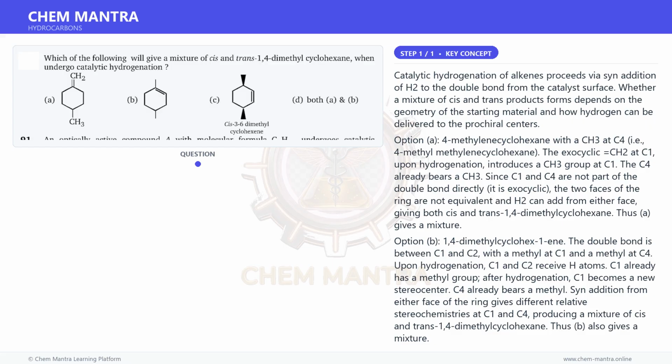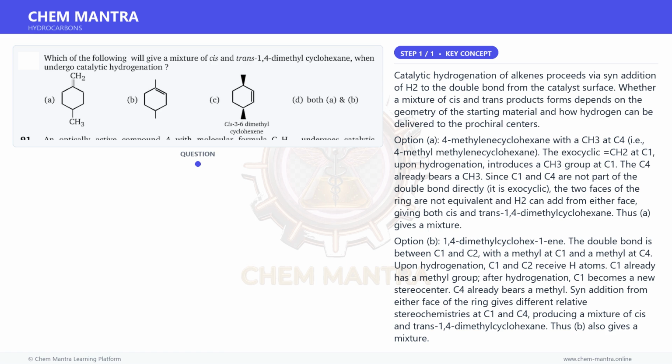Catalytic hydrogenation of alkenes proceeds via syn addition of H2 to the double bond from the catalyst surface. Whether a mixture of cis and trans products forms depends on the geometry of the starting material and how hydrogen can be delivered to the prochiral centers.